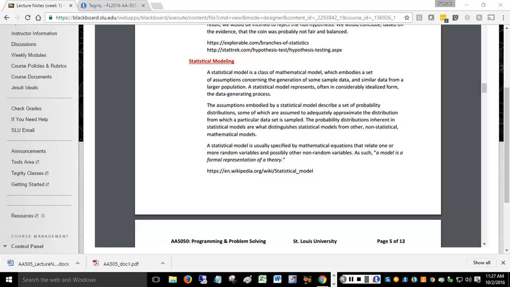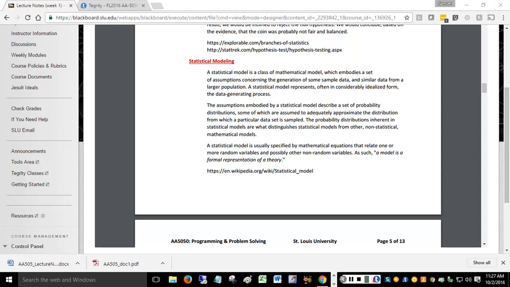Statistical modeling is probably one of the two top modeling techniques that will be used in management decision making. It's a class of mathematical models which is based on assumptions concerning the generation of some sample data, similar data from a larger population. The model represents, often in ideal form, the data generating process. The assumptions contained in this describe a set of probability distributions, some of which are assumed to adequately approximate the distribution from which the data was sampled.